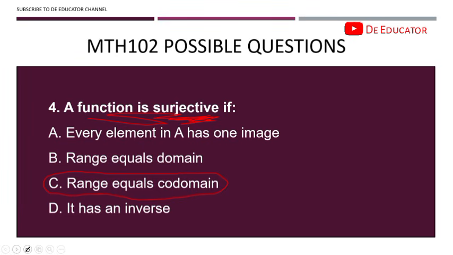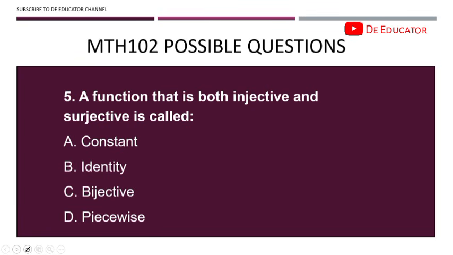All right. So moving to the next one, we have a function that is both injective and surjective is called a dash. This one should not even be so difficult when you see this kind of question. So the correct answer is bijective. No time to waste. Bijective. We move straight to the next question.